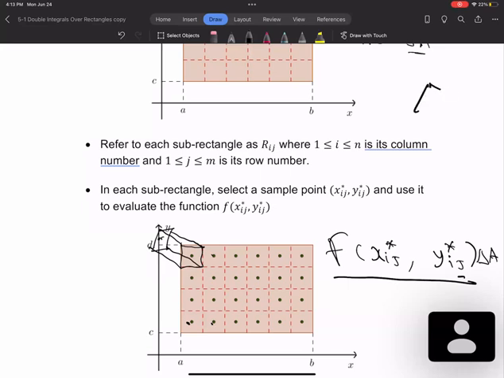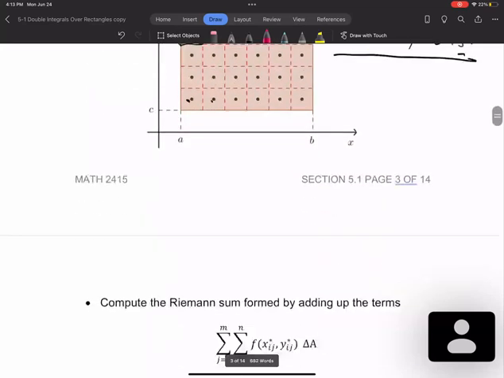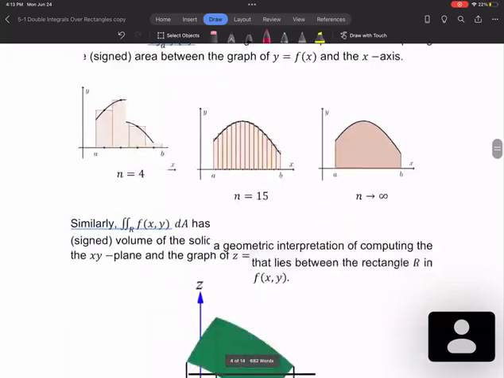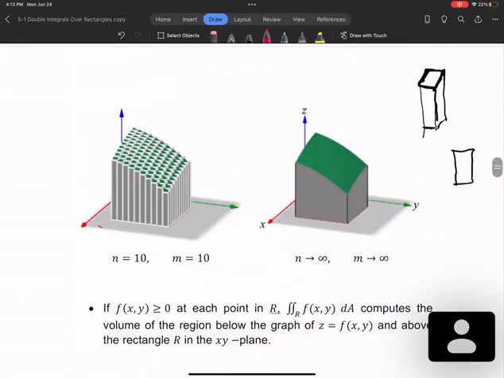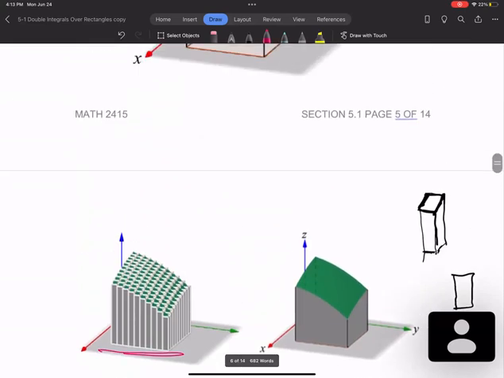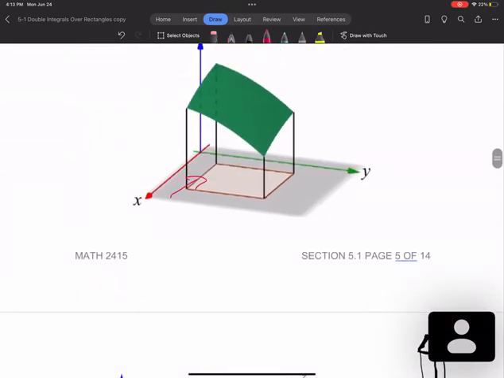Because I'm going to have this base here, and I'm going to have the function on the top, like this. So I'm making a prism, and then it's going to approximate the volume. So when I make the sum of all those prisms, I'm going to get an approximation of the volume below this function. Okay. So I'm finding the volume below the graph of the function.